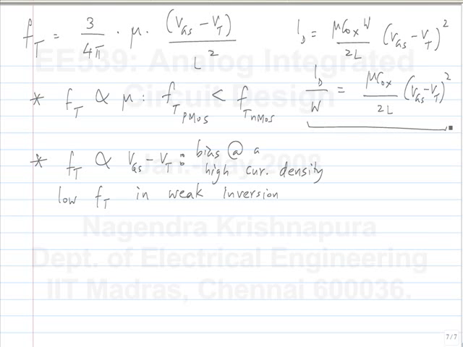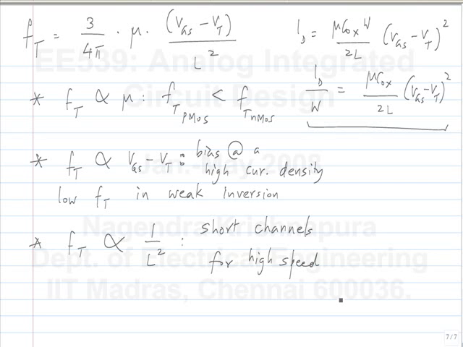So as Vgs minus Vt increases, for unit width you are drawing more and more current through the MOSFET. So a large Vgs minus Vt means a high current density. To get a very high Ft, you have to bias it at a very high current density. And Ft is inversely proportional to L square. So, short channels for high speed. This assumed certain things.